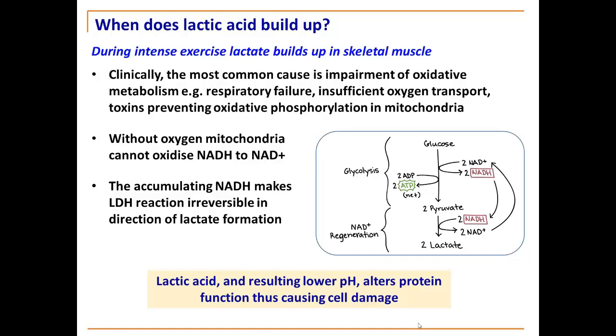We have a lower pH that alters protein function, causing cell damage. But really, like we've said, the most clinically important times this will happen are in respiratory failure, insufficient oxygen transport, and when you have certain toxins building up, preventing the electron transport chain working sufficiently within the mitochondria.